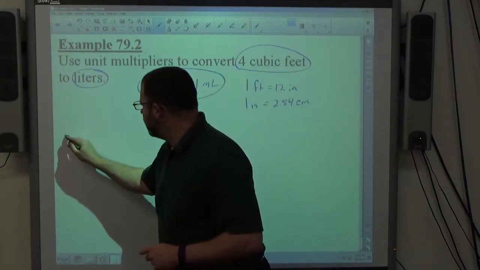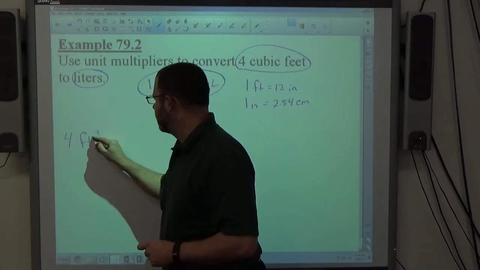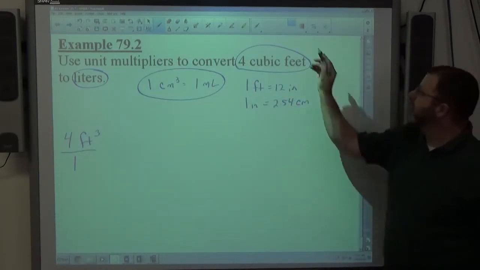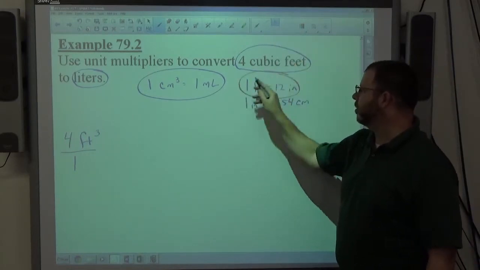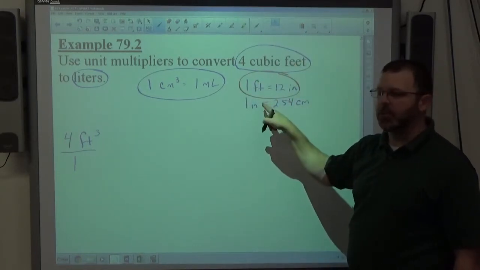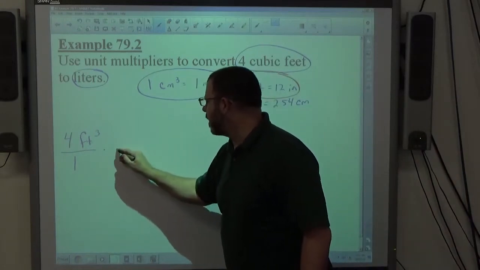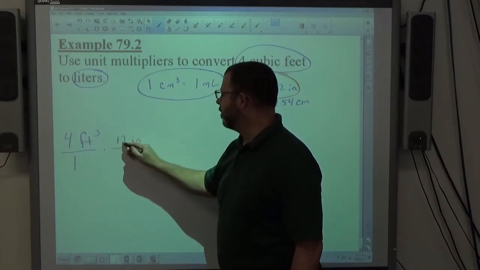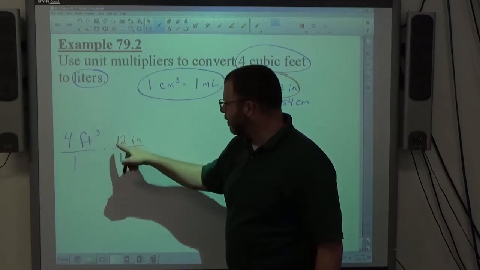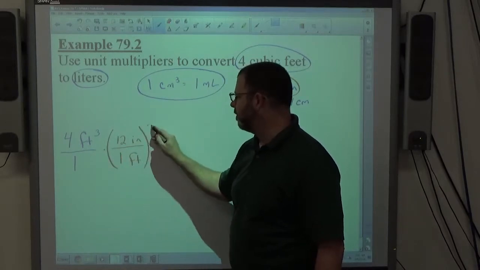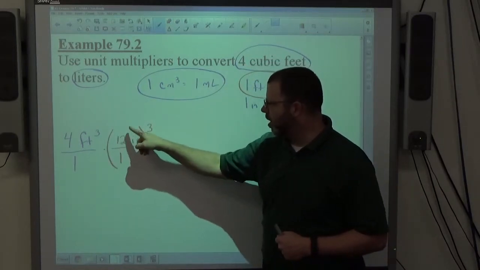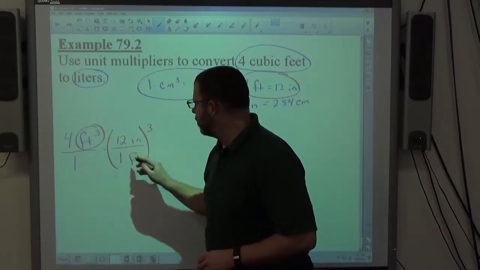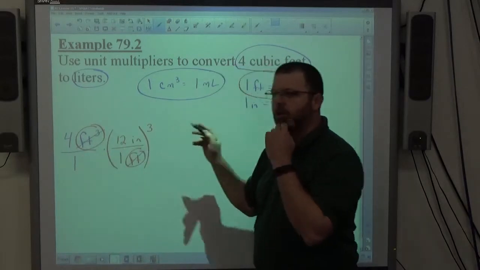What I want you to pay attention to here is this 4 cubic feet. Currently the unit of foot is cubed, and my unit multiplier involving feet is not cubed. That's just feet, not cubic feet. So I'm going to put feet on bottom for cancellation purposes, and inches on top because I want to change to inches. 12 inches is equal to 1 foot. This is cubic feet, this isn't, so I have to cube this, which cubes the 12, cubes inches, cubes 1, cubes feet. The cubic feet here and the cubic feet here will cancel, leaving me with cubic inches.